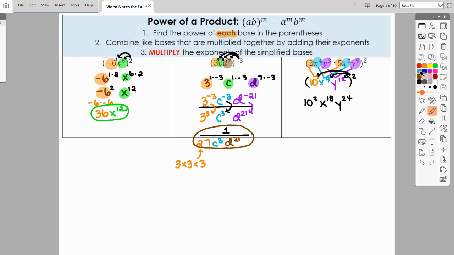I do have a number base that has an exponent, so I can actually do 10 squared, which is 10 times 10, and 100, x to the 18, y to the 24 is my final answer.